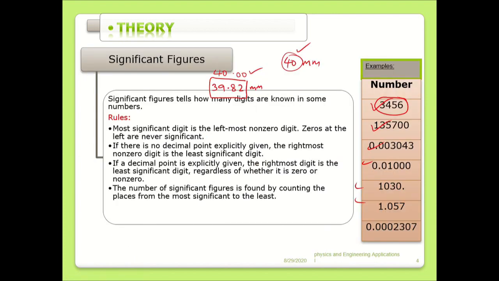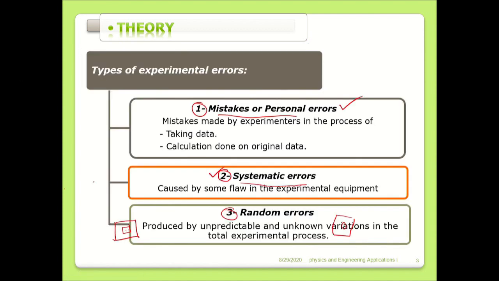The errors due to our inability to read some instruments. Most of the time, this can lead to big mistakes. Imagine, if you are not properly trained how to use the vernier caliper or the micrometer, you will end up with mistakes. So these kinds of errors we call personal errors.